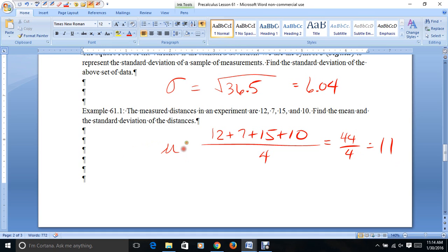Okay, so to find the standard deviation, first of all, you've got to find the variance. So you have to look at each value and see how far it is away from the mean.